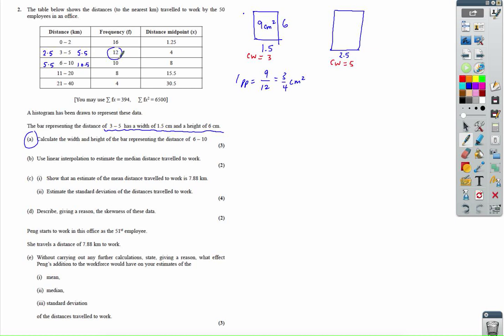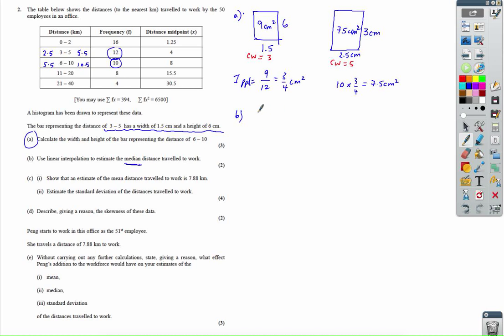So the width of this rectangle needs to be 2.5. We need it to represent 10 people. So 10 people, this area needs to represent. So 10 times 3/4 is 7.5 centimetres squared. So what do I need to times 2.5 by to get 7.5? 3. So I get 3 centimetres tall. Okay, so not too shabby. You just got to get your head around it. But if it wasn't there, you need to remember you've got to be quite determined and keep pushing on with the next question.